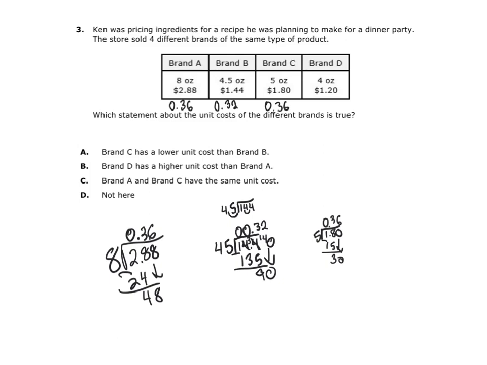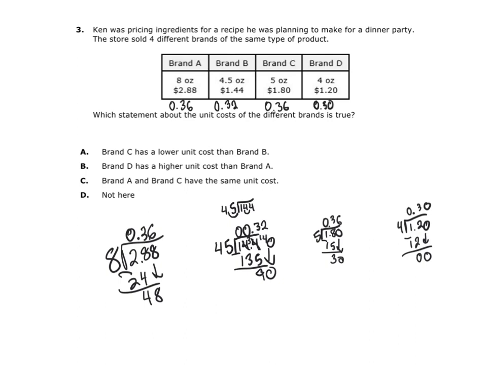Now brand D. 4 and $1.20. 4 goes into 1 0 times. Bring our decimal up. 4 goes into 12 3 times, and that is 12. Bring down our 0. 4 goes into 0 0 times, so we get 0.30 for brand D. Now let's compare the answer choices.